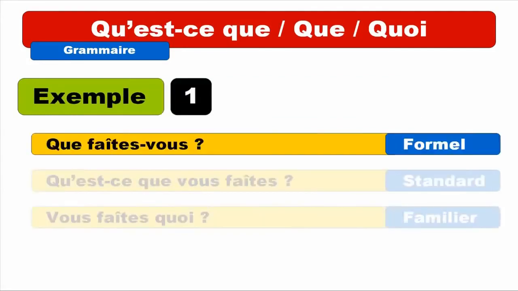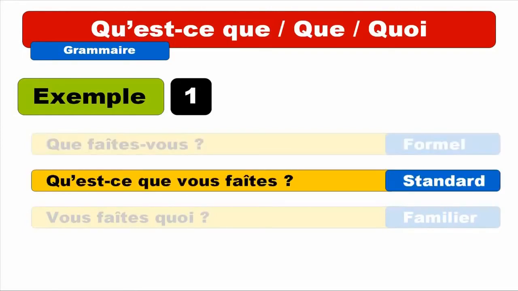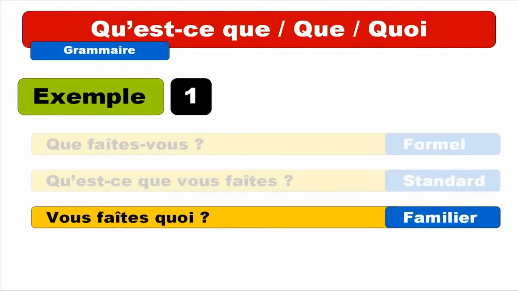So first example, if you want to ask what a person is doing, you can ask the first question, which is the more polite one: que faites-vous? Repeat. Que faites-vous? Okay, don't be afraid to raise your voice a little bit at the end. Que faites-vous? Repeat. Okay. Qu'est-ce que vous faites? Repeat. Qu'est-ce que vous faites? Okay. And then the third one, vous faites quoi? Repeat. Vous faites quoi? Okay.